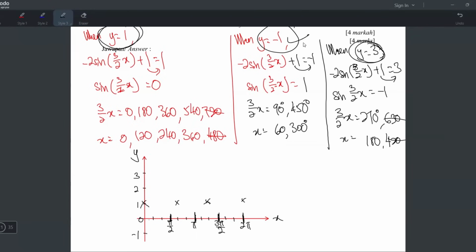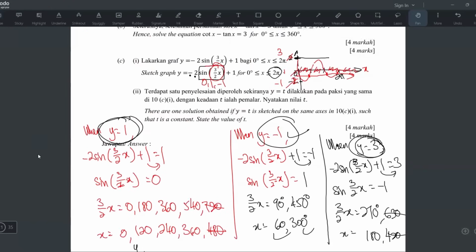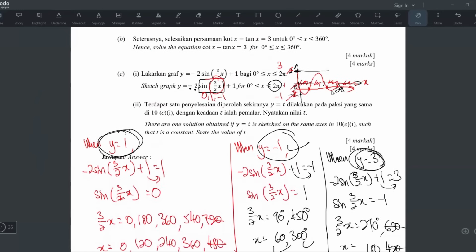When y equals -1, x is 60 and 300. Okay, -1 is here. Okay, where is 60? 90 minus 30 is 60, so it's here. And then 300 is 270 plus 30, so it's here. And then when y equals 3, x is 180. When y equals 3 is here. 180 is pi, so it's here. Okay, now with all the correct points, now we can draw. And for the shape, you can refer to this. Yeah, you can refer to what you scribbled in your first study, right? So it will look like a sine graph that has been flipped upside down.